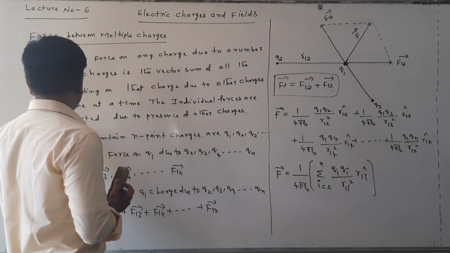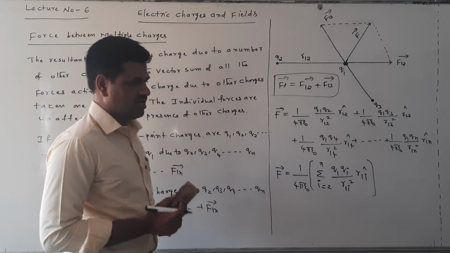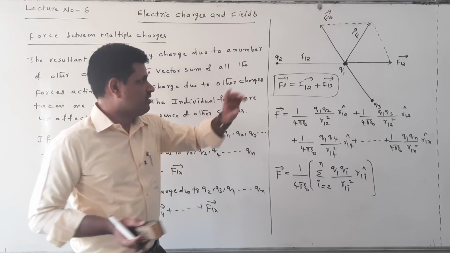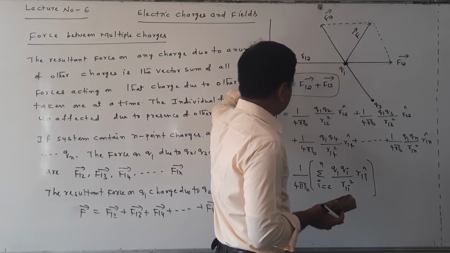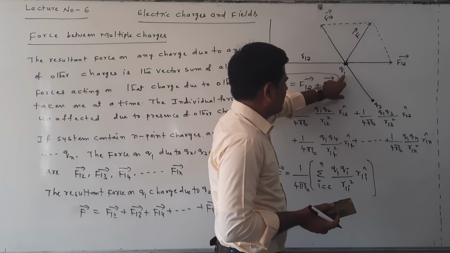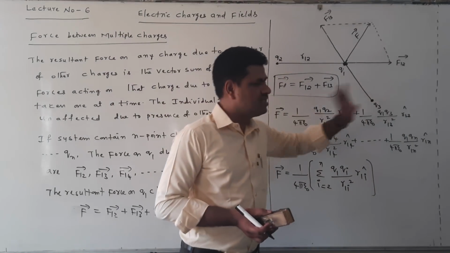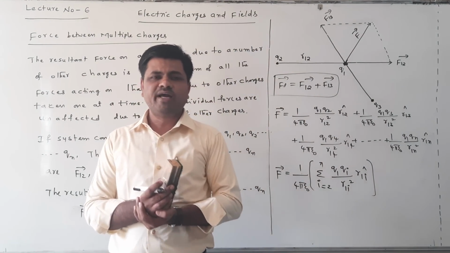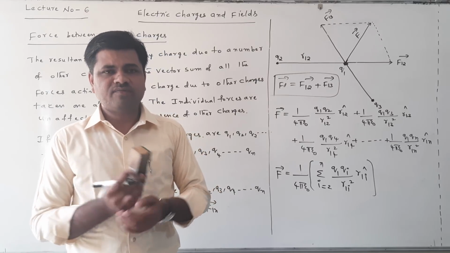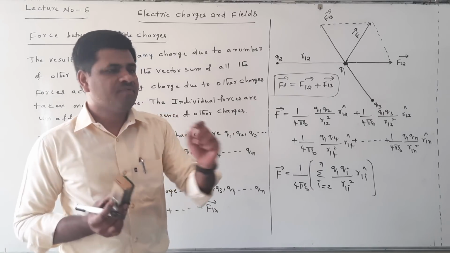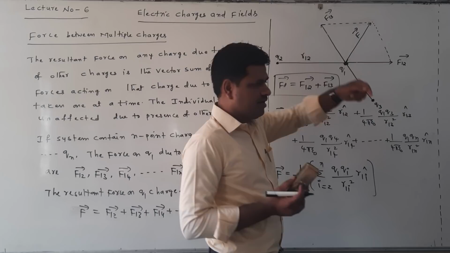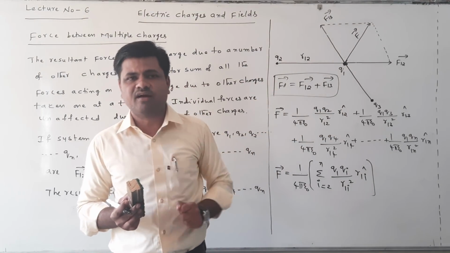The individual forces are unaffected by the presence of the other charges. Individual forces means the force acting on Q1 due to Q2 only, and the force acting on Q1 due to Q3 only. The force between Q2 and Q3 is not affected. Here we have to find the force acting on the Q1 charge.